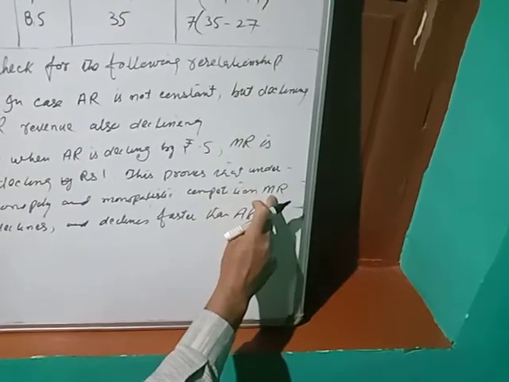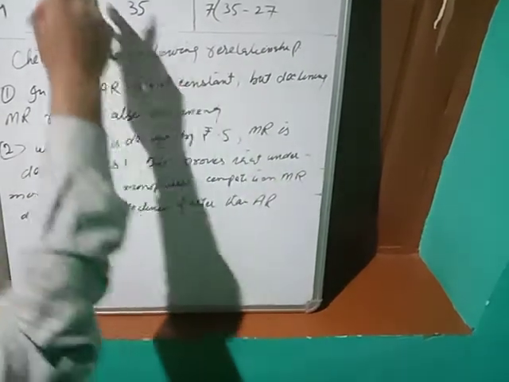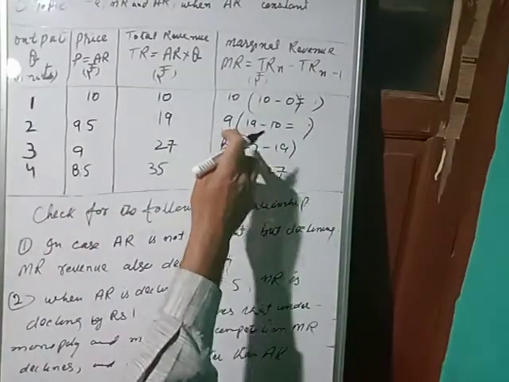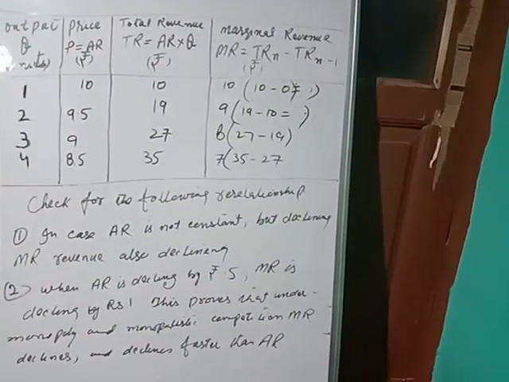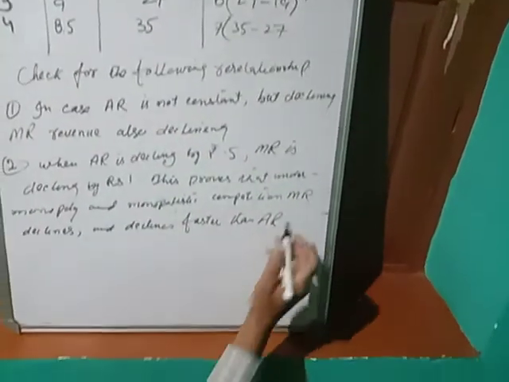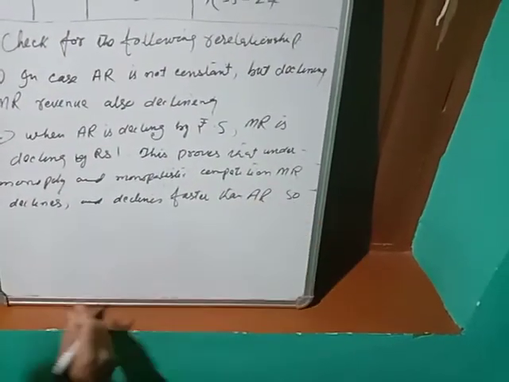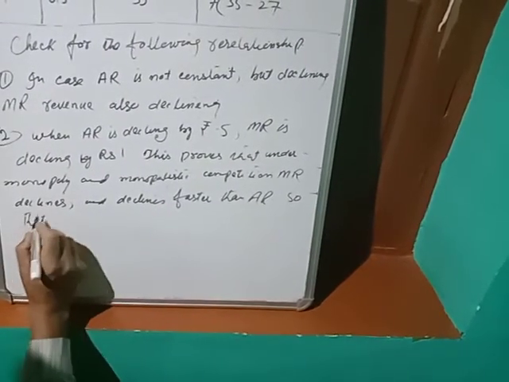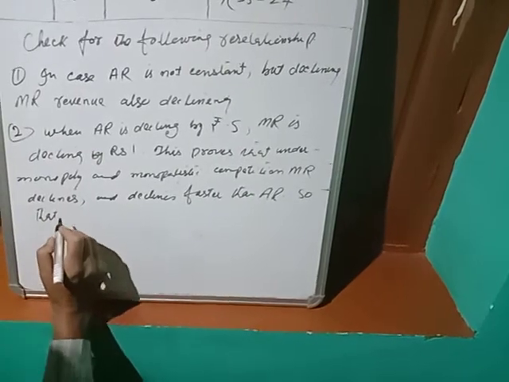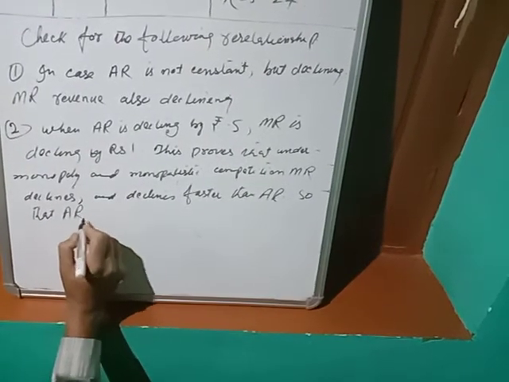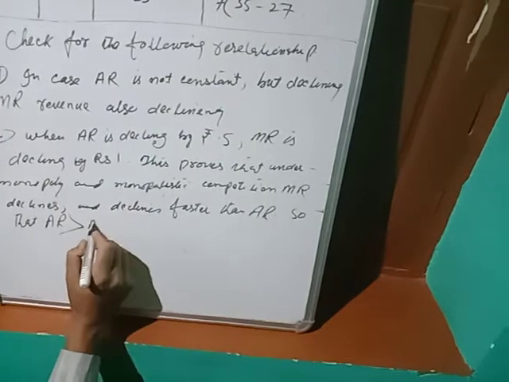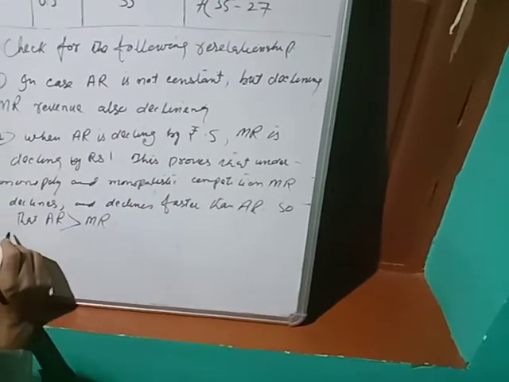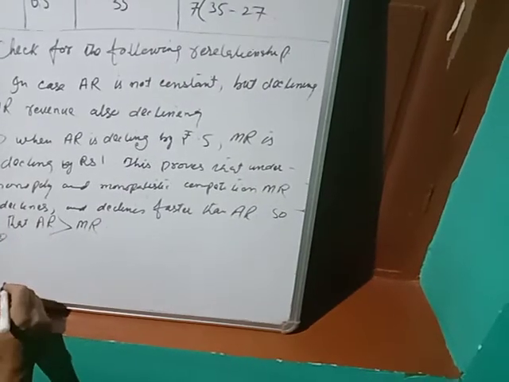MR is declining faster than AR because it declines with 0.5 and AR declines with 1. It is faster than AR, so that AR is greater than MR. And the last and final check point is here.